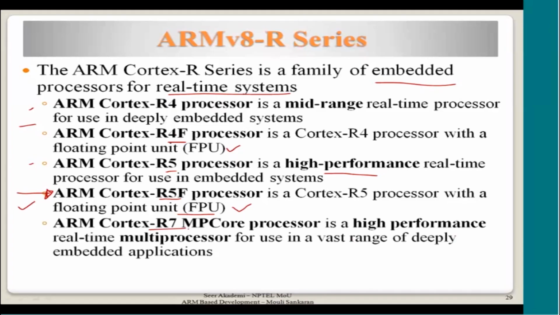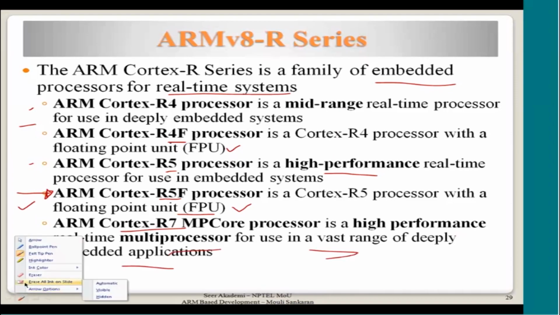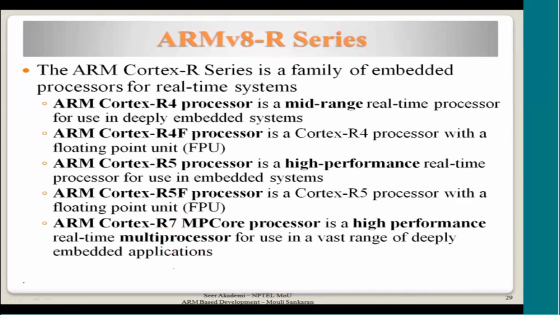Cortex R7 is a multicore processor, a high performance multiprocessor for a vast range of deeply embedded applications. Even there are lots of embedded applications where multi cores are used. So this is the right choice for designing such a solution.